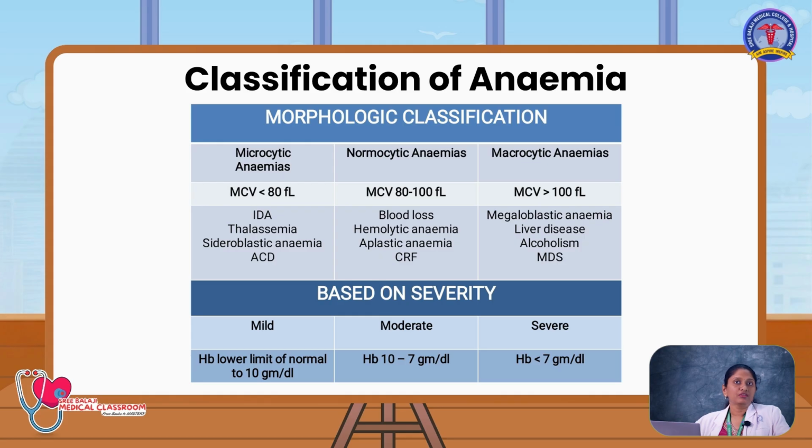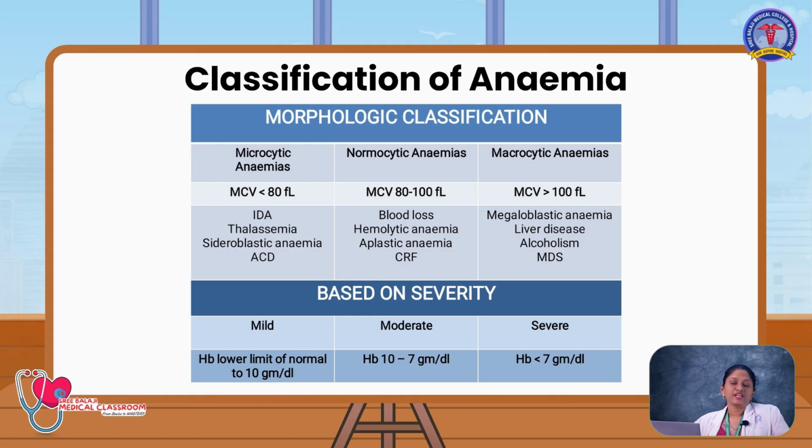Macrocytic anemias, on the contrary, are anemias where the red cell size is large. In other words, the mean corpuscular volume, or MCV, is more than 100 femtoliters. The prototype for macrocytic anemia is megaloblastic anemia. Macrocytes are also seen in liver disease, alcoholism, as well as myelodysplastic syndromes.